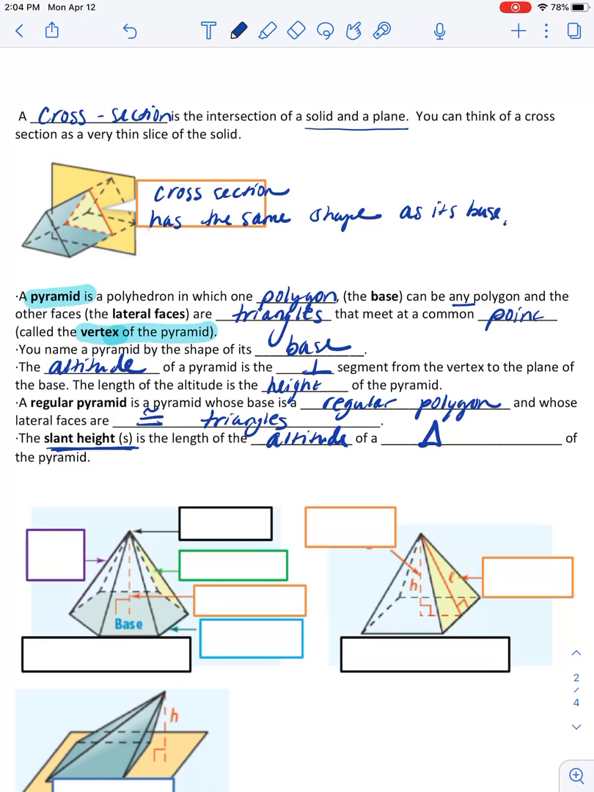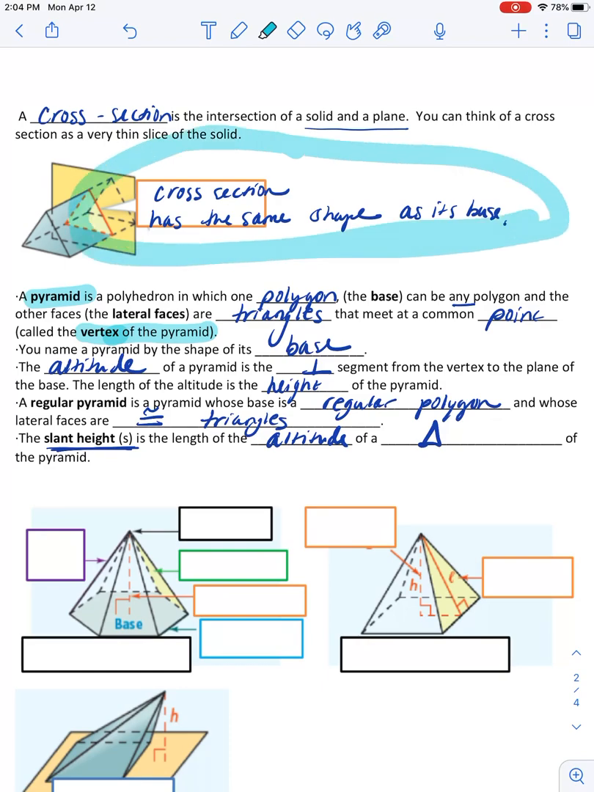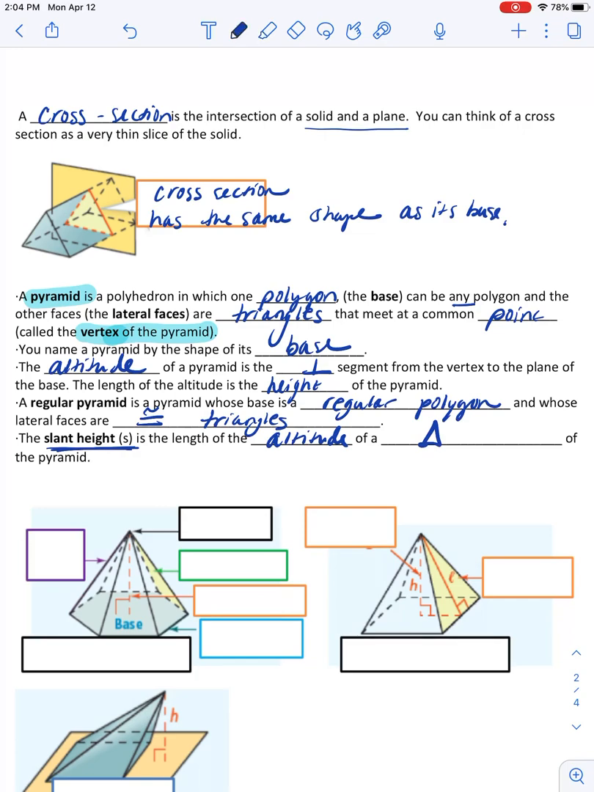Now, above, we talked about cross sections of prisms. Something I didn't mention up here, let's go back up here for a second where I just highlighted. It says the cross section has the same shape as its base. I should say same shape and size. Those cross sections are all going to be the same size in a prism.